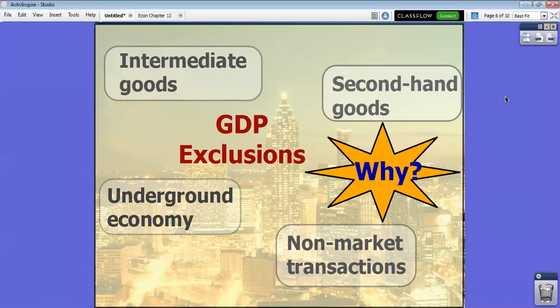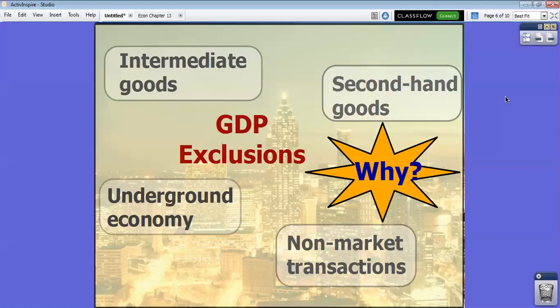So for example, if you were making a car, and maybe Goodyear sold Ford tires, Goodyear does not count those goods as part of what they sold to be counted in GDP, because those goods will eventually be counted when the car is sold. We don't sell goods until they're in their final state. That final state for those tires is on that Ford vehicle.